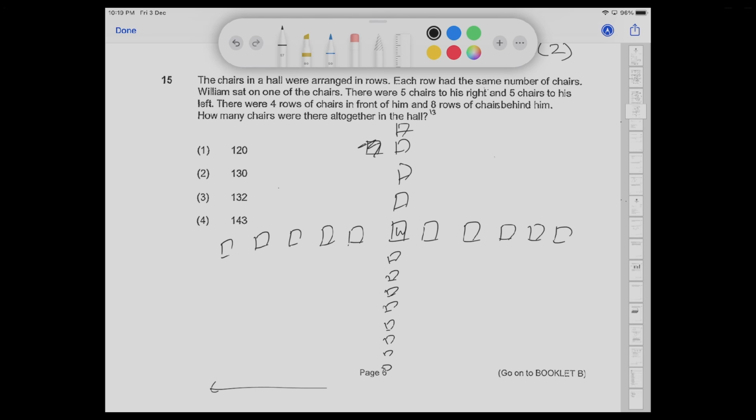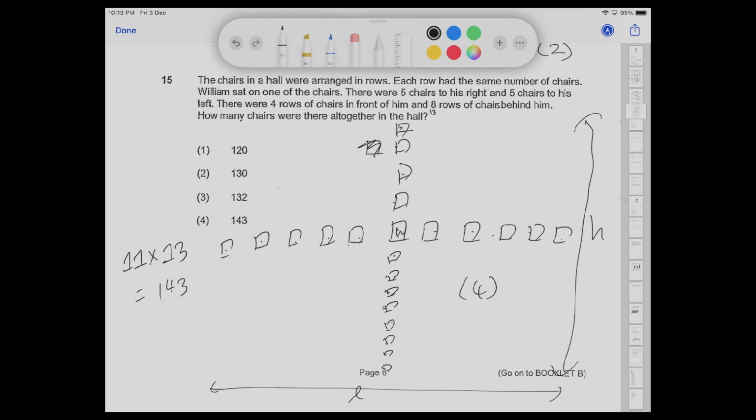So we just take the length times the height. We can think of it as a square if you'd like. So 1, 2, 3, 4, 5, 6, 7, 8, 9, 10, 11, and 1, 2, 3, 4, 5, 6, 7, 8, 9, 10, 11, 12, 13. What's 11 times 13? Answer is 143. This question, you can just brute force it and get the answer.